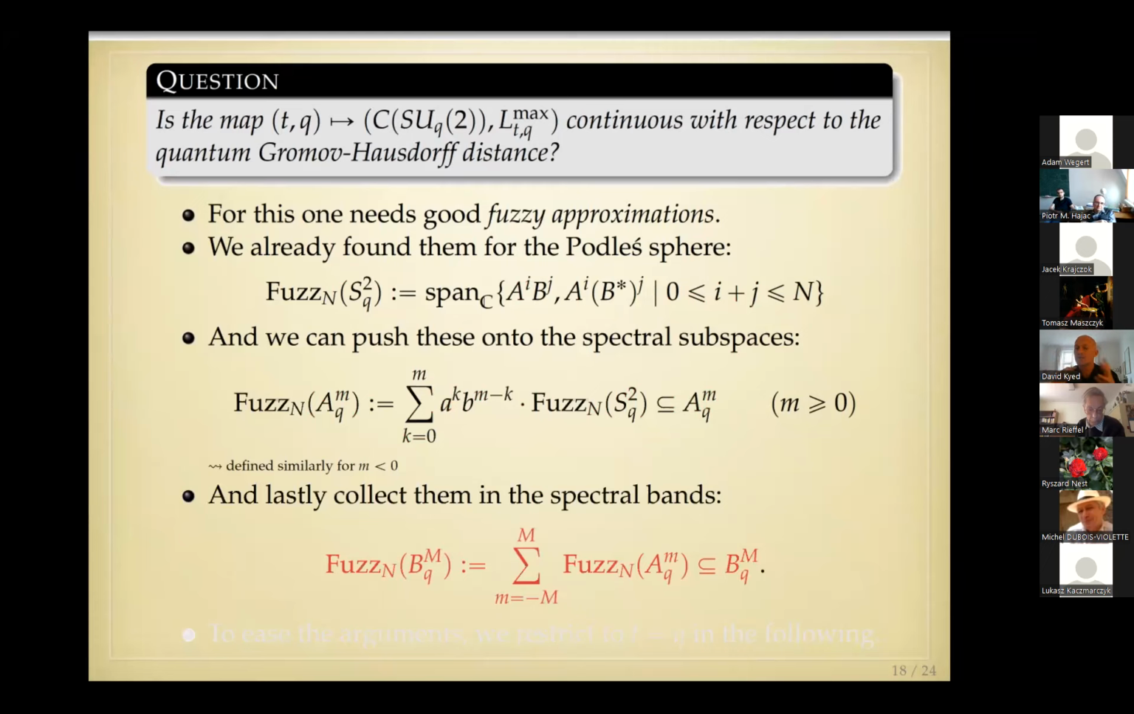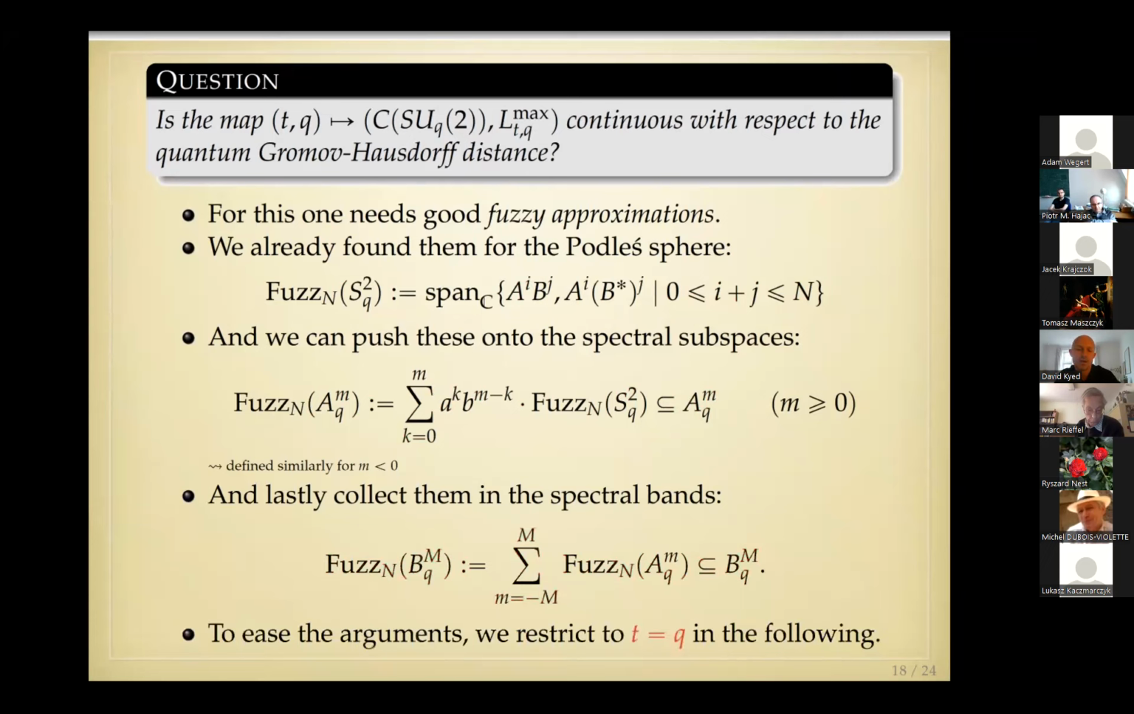So you just sum from minus M to M again, these pushed fuzzy quantum spheres. And you can prove that this fuzzy spectral band is an operator system. And it's also easy to check because of finite dimensionality that these are also sub-quantum metric spaces. So in order to get these into the game, you need to somehow find a way of approximating quantum SU2 with these fuzzy spectral bands.